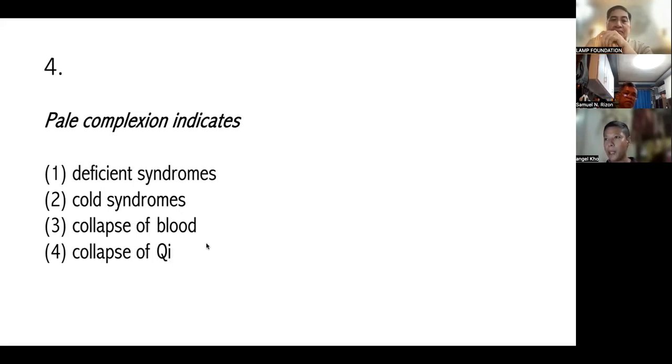Number 4, pale complexion indicates... my answer, Doc, is all of the above: deficient syndrome, cold syndrome, collapse of blood, and collapse of Qi. Okay. This is easy, no? Yes po, Doc. Any comments?